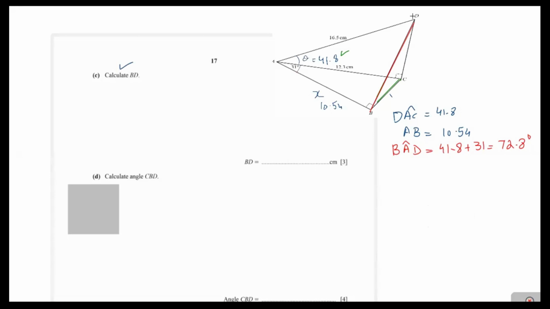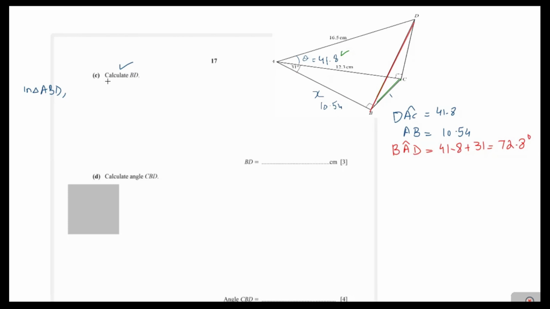Part C, calculate length BD. This length BD can be found by using the triangle ABD. In triangle ABD, you see here two sides and the angle between them is given. Now the angle BAD is 41.8 plus 31 degrees, and this angle is already given in the question. We add these two angles, we get 72.8. Now, if two sides and the angle between them is given, the opposite side can be found by using the cosine rule.